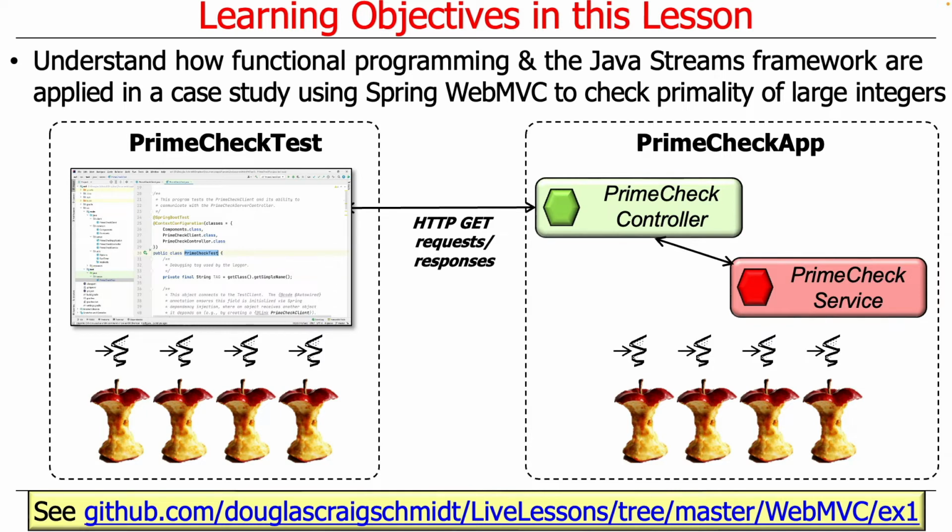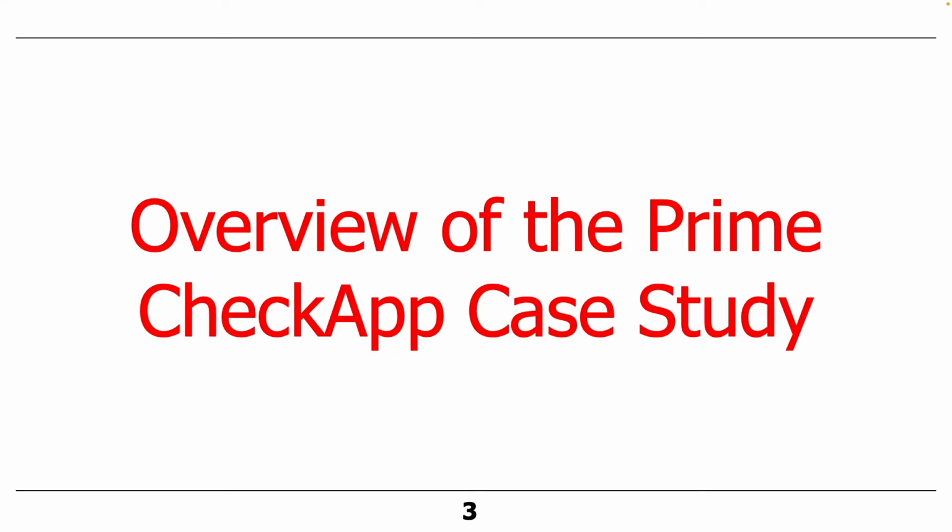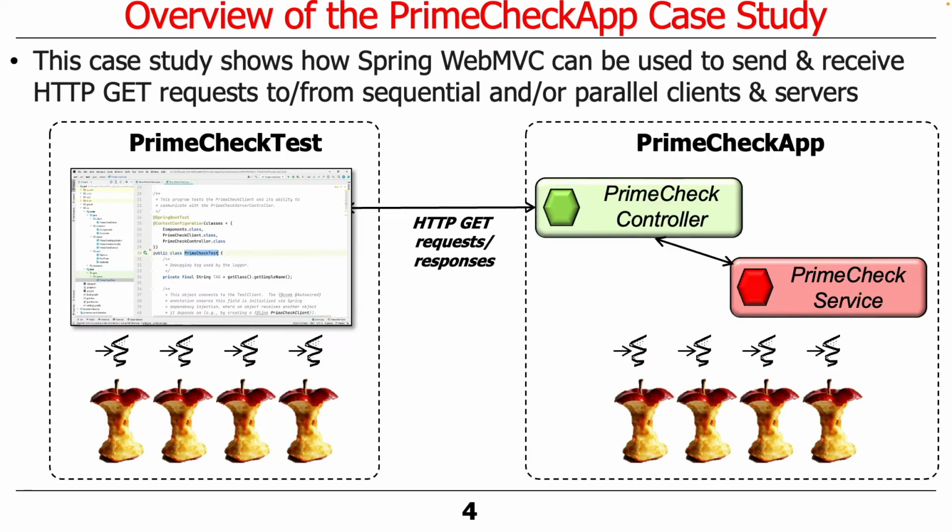Where we're ultimately headed with this, and we should get this done this morning, is to show how functional programming and the Java Streams framework can be applied in a case study that uses Spring WebMVC to check the primality of large random integers in a client-server environment. You can get this example in the EX1 project in my WebMVC folder in my LiveLessons GitHub repository. So let's first give a big picture view of what we're going to be doing here.